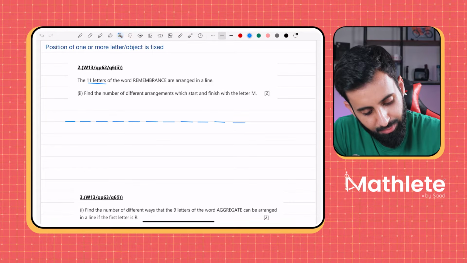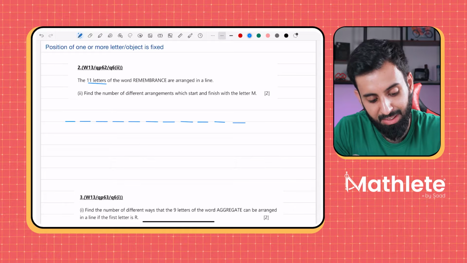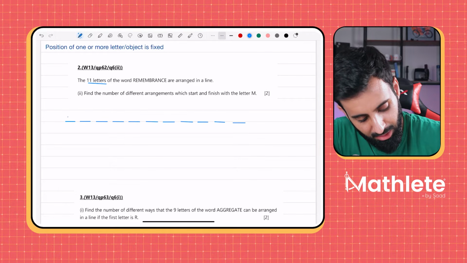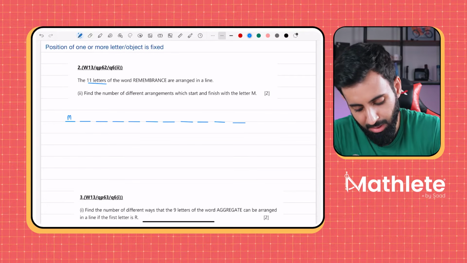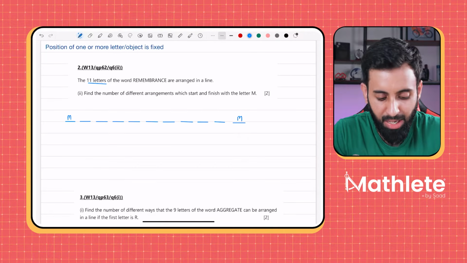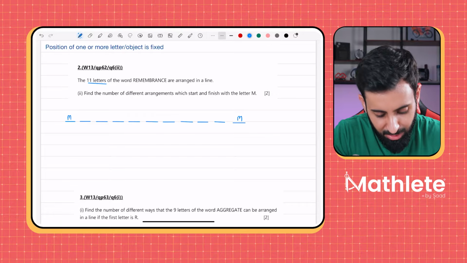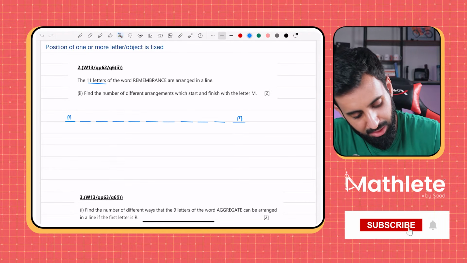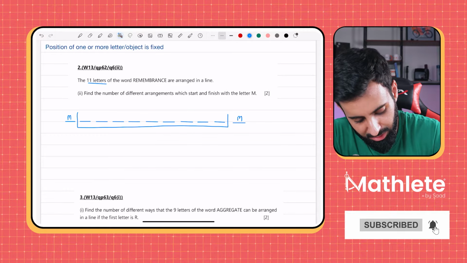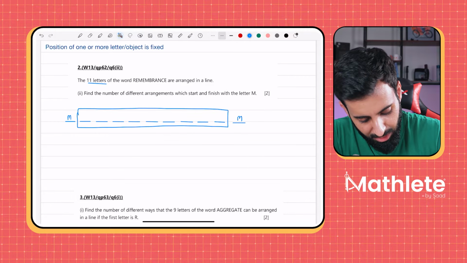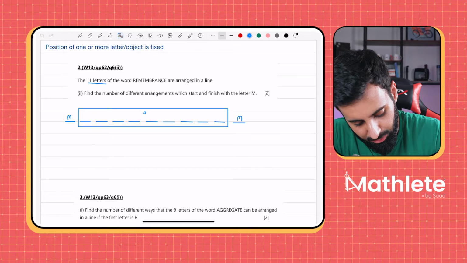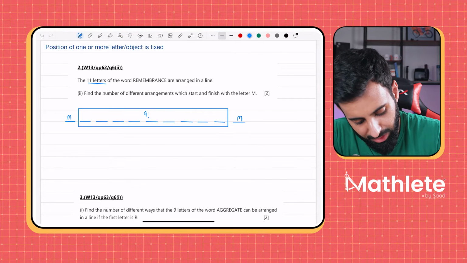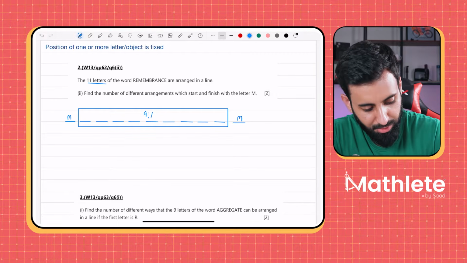Okay, now, what is the restriction? The restriction is that the arrangement should start and finish with the letter M. So that means in the first place, we have to have an M, and in the last place also, we have to have an M. Now, in between, anything can happen. That means there's no restriction in between. So as far as these spaces are concerned, they can be arranged 9 factorial. Why 9 factorial? Because that's the number of letters that we're left with.